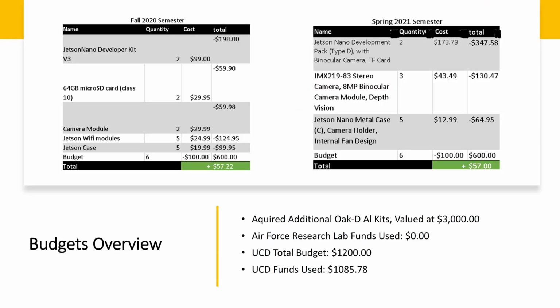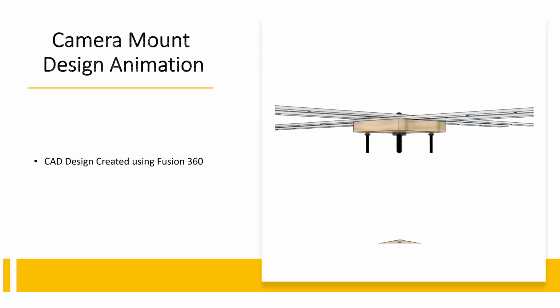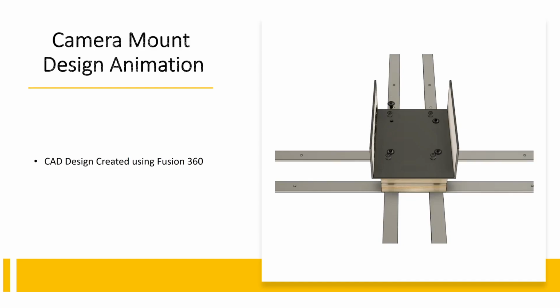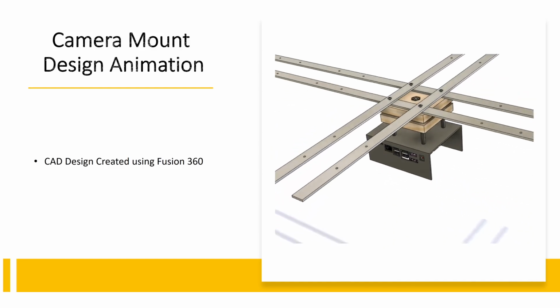For the budget, as you can see, we have two pictures for the last semester and the current semester. The additional item is the AI kits, which were valued at $3,000. For the budget, UCD is $1,200, and what we used is $1,085. And for the camera mount, we designed and built camera mounts to attach to the ceiling tiles and swivel in all directions. And now Amanda will talk more about the project.